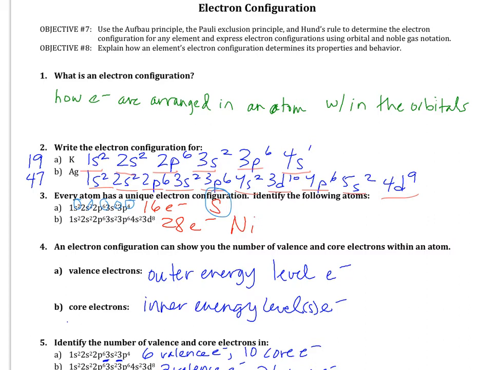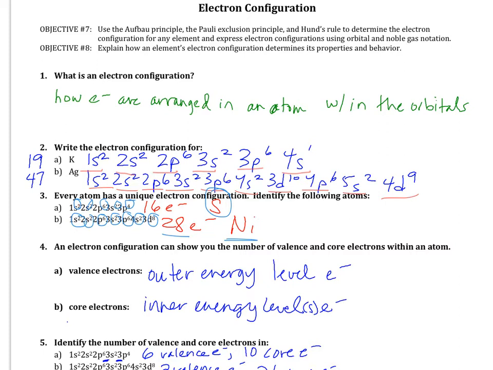The same holds true for nickel, or for my next example. If I add 2 plus 2 plus 6, that gives me 10 electrons, plus 2 is 12, plus 6 is 18, plus 2 is 20, plus 8, and I get a total of 28 electrons. I can identify that as nickel.